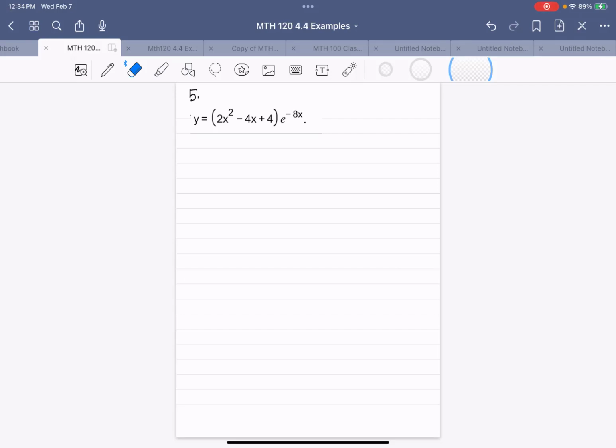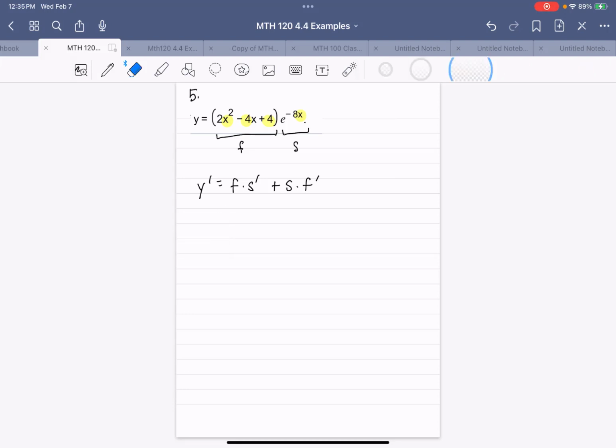Example number 5. I'm going to find the derivative of y with respect to x if y equals, in parentheses, 2x squared minus 4x plus 4 times e to the negative 8x. So here we have a product rule because this is our first function and this is our second function. And we know that because this is a function of x and this is a function of x. So remember, the product rule says that y prime is first times the second prime plus the second times the first prime. And since it's addition, the order really doesn't matter.